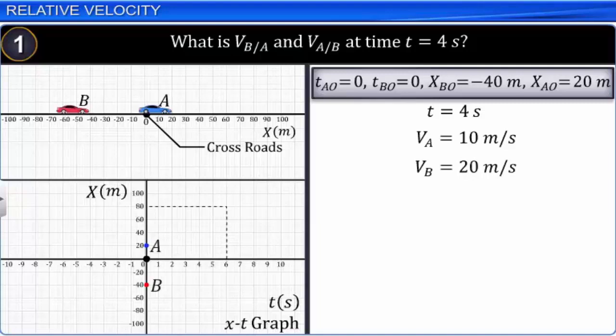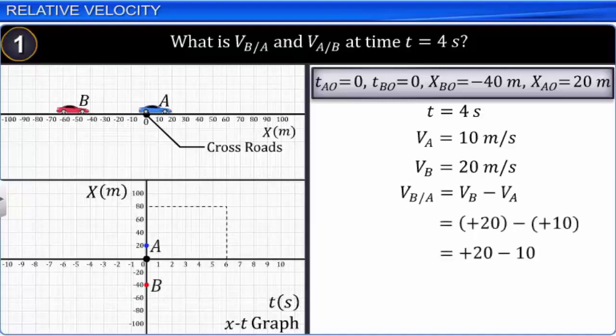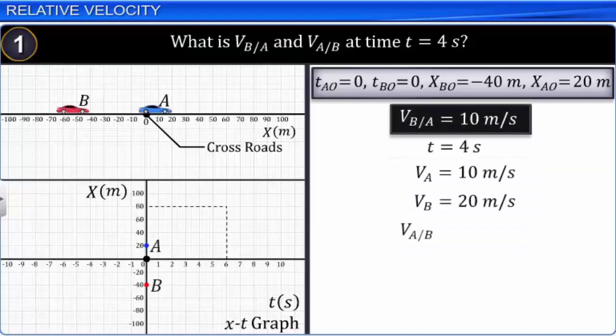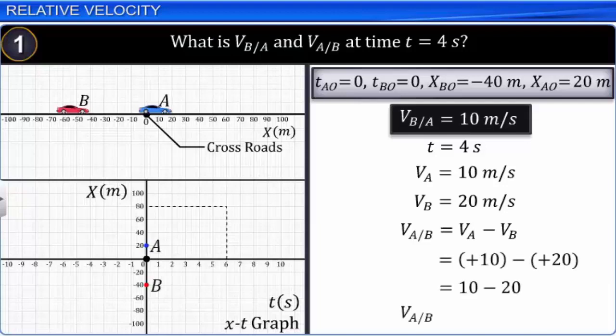Here, VB by A is equal to VB minus VA. On substituting and simplifying, we get VB by A equal to plus 10 meters per second. Calculating the value of VA by B, it is equal to VA minus VB. On substituting and simplifying, we get VA by B equal to minus 10 meters per second.